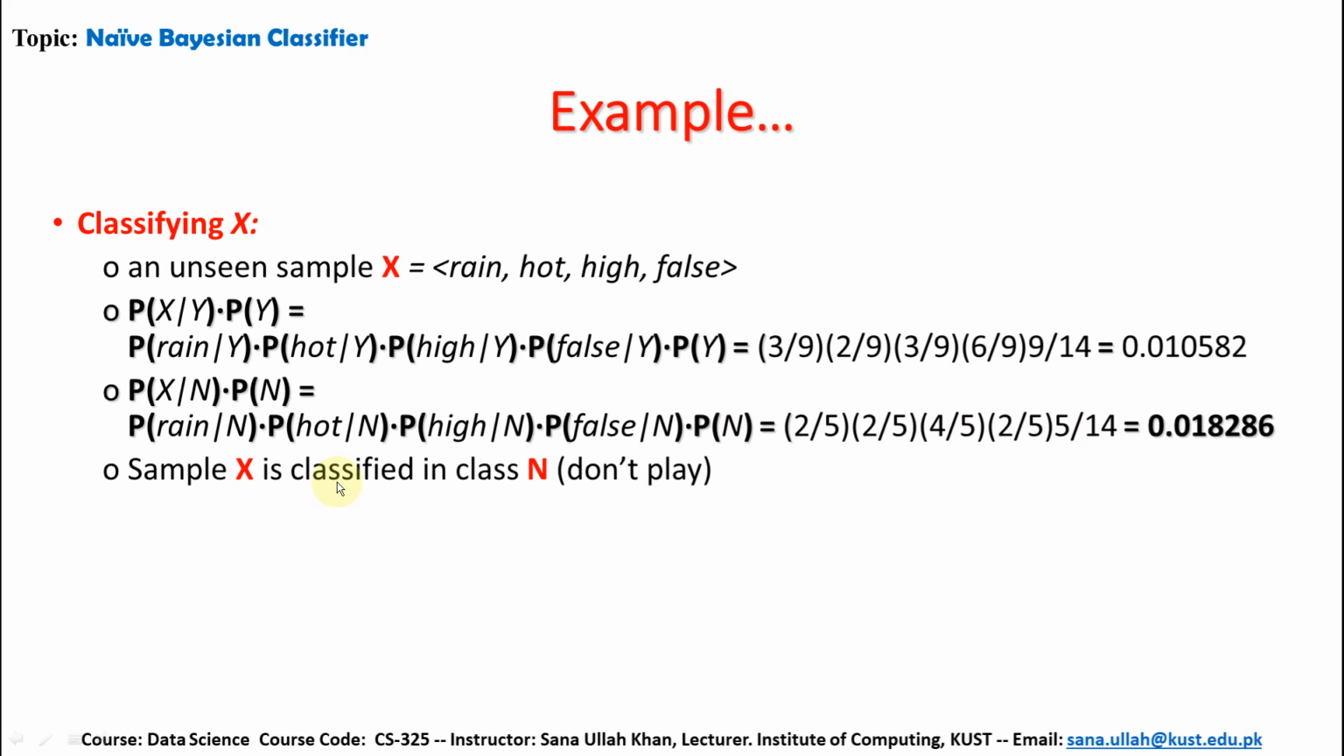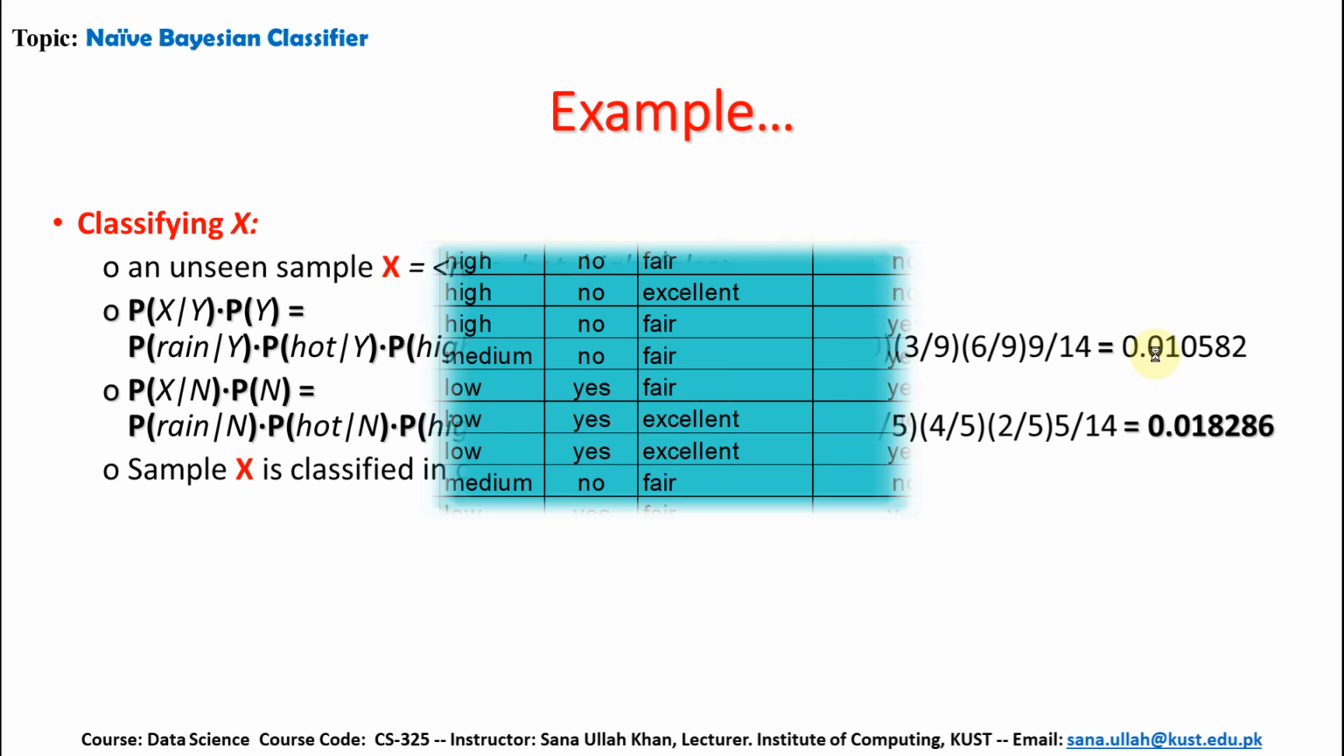So sample x is classified in class n, meaning today don't play golf. Why? Because probability of n is maximum as compared to probability of y. So this is the Bayesian theorem.